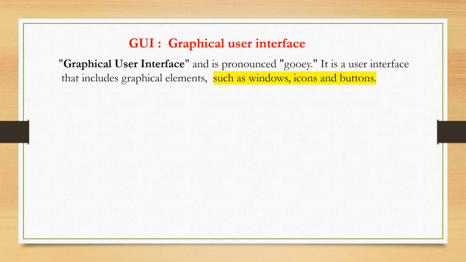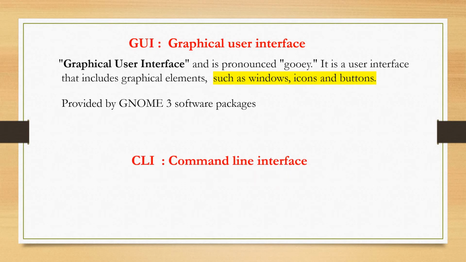The graphical user interface is also pronounced as GUI. It is a user interface that includes graphical elements such as windows, icons and buttons. With the help of windows, icons and buttons, we perform some of the tasks. For example, if I just want to launch My Computer, then I go to the My Computer icon and when I click on it, it is launched on my screen. In RHEL 8, the desktop environment or the graphical user interface is provided by GNOME software packages.